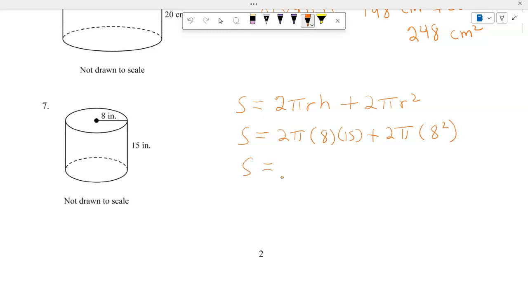So let's go ahead and simplify this. 8 times 15 times 2 is going to be 240 pi, plus 8 squared is 64. 64 times 2 is 128 pi. So the total area will be, you add both of them, 368 pi, and it's going to be square inches.